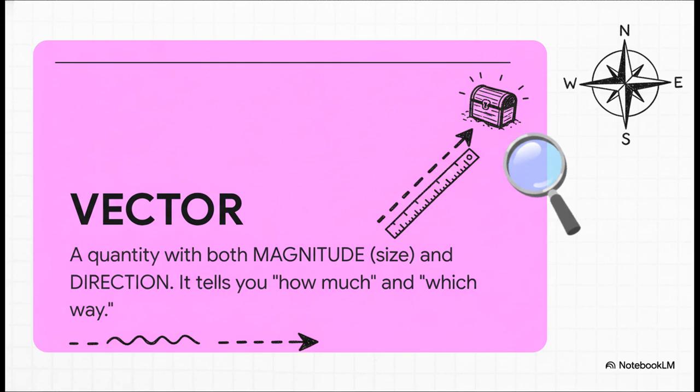But the moment you add a direction, you get its much more powerful counterpart, a vector. A vector has both magnitude and direction. It tells you how much and, crucially, which way. So our perfect treasure instruction, 10 miles northeast, that is a classic vector.